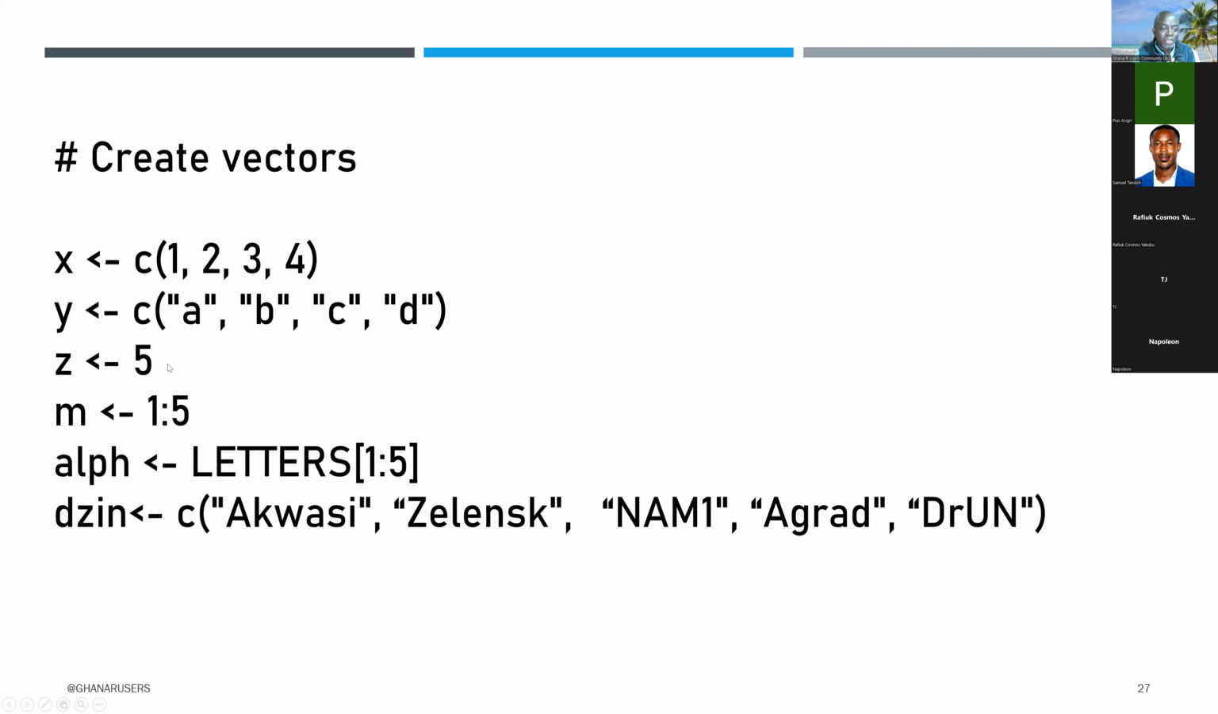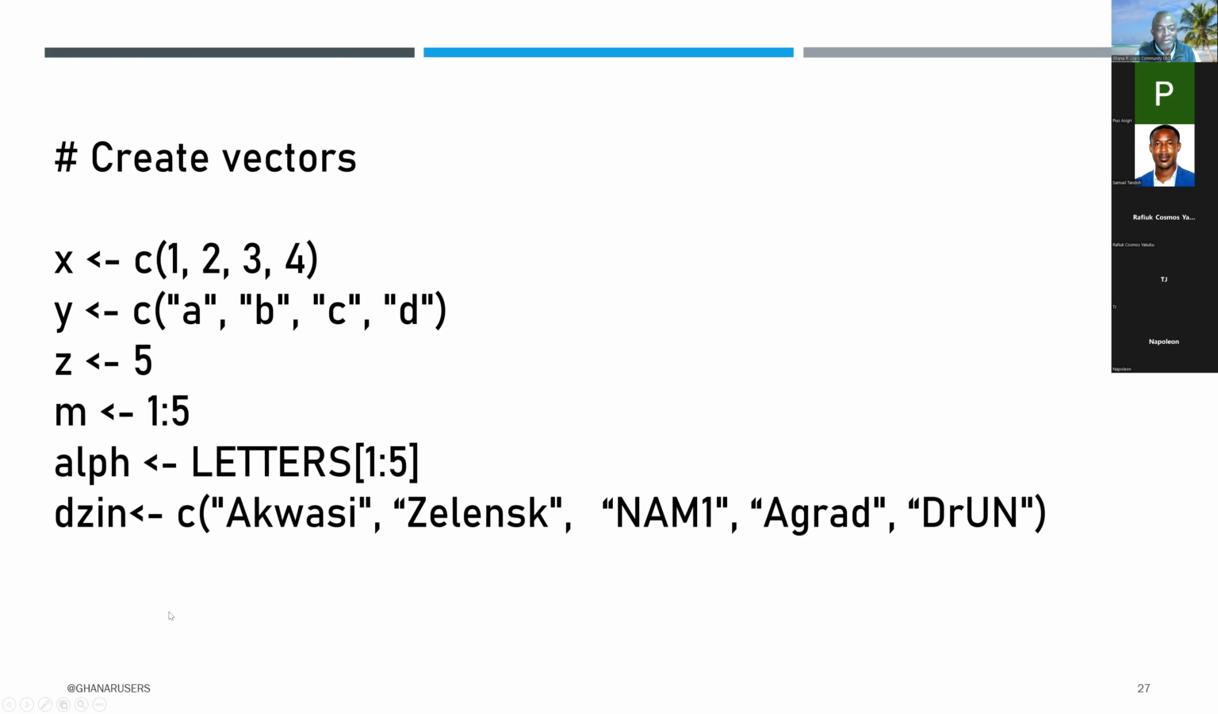So these are all objects you have created: the object X, the object Y, object Z. Now let's create another object M, and we see the colon sign at play here, 1 to 5. So M is numbers 1, 2, 3, 4, 5. Here X is C, concatenate. So we are creating an object, C concatenate 1, 2, 3, and 4. We could have just said X as 1 to 4, and it will give us the same thing.